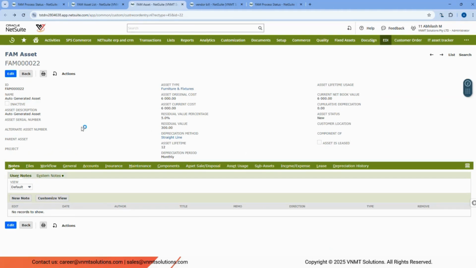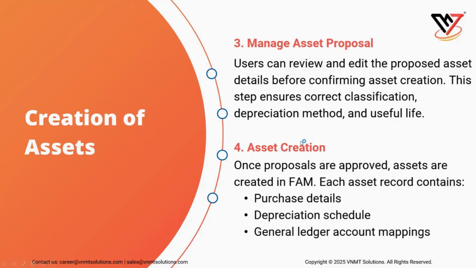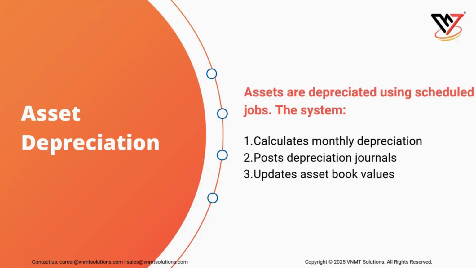So this is how we create assets in the system and NetSuite. It can be a manual creation or it can be created through the transactions. And coming to asset depreciation, we will see how to depreciate assets. It can run based on monthly or annually, but can be posted monthly. And then we will look into the books of assets, how the assets get depreciated.